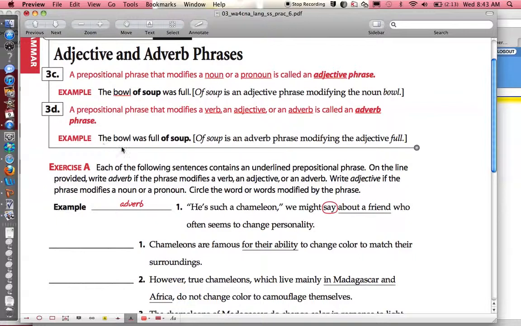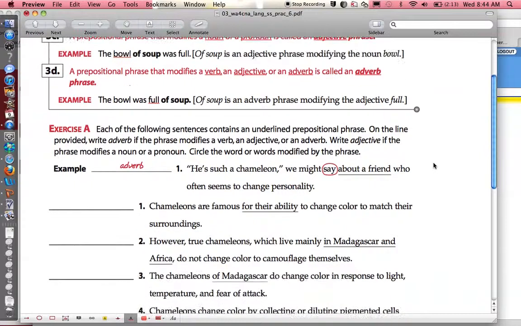It doesn't have to just follow. That's a little tip. Prepositional phrase that modifies a verb, an adjective, or an adverb called an adverb phrase. The example, the bowl was full of soup. Of soup is modifying the word full. Full, we know, is an adjective. It's a predicate adjective modifying the word bowl. So let's do the practice exercises.